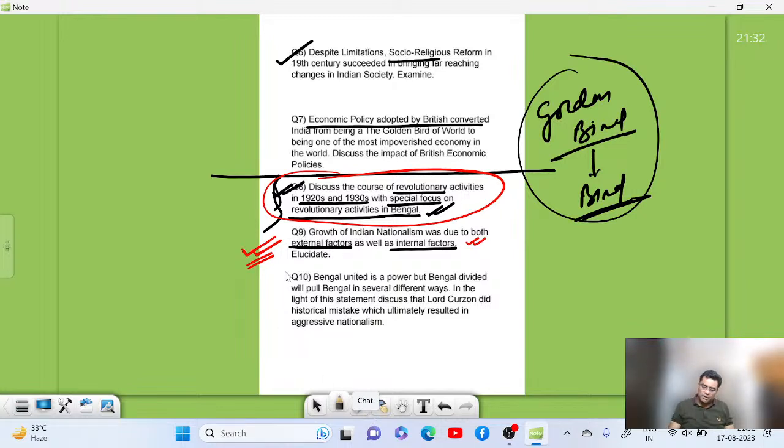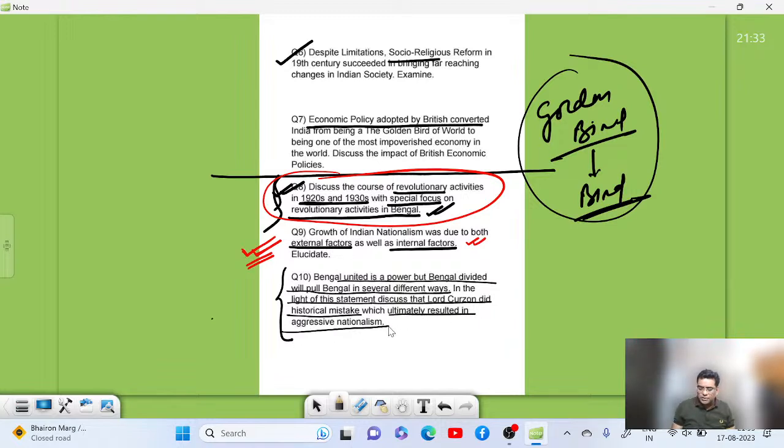Now come to question number 10. Bengal united is a power, but Bengal divided will pull Bengal in several different ways. In the light of this statement, discuss that Lord Curzon made a historical mistake which ultimately resulted in aggressive nationalism.